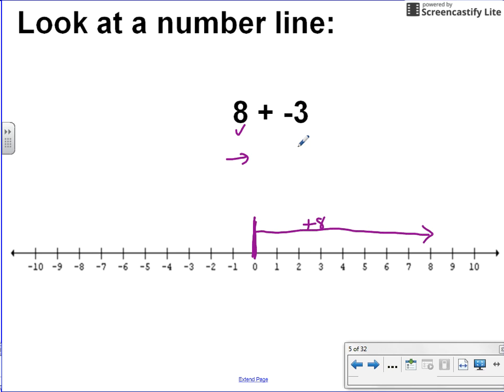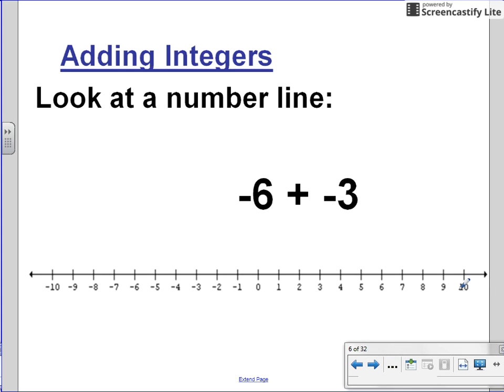Then I want to add negative 3. That idea means we're going to go back to the left 3 units, 1, 2, 3. Negative 3. Where do you land? You land right there at 5. And sure enough, that's your final answer. To the right, 8, backwards 3. There you go.